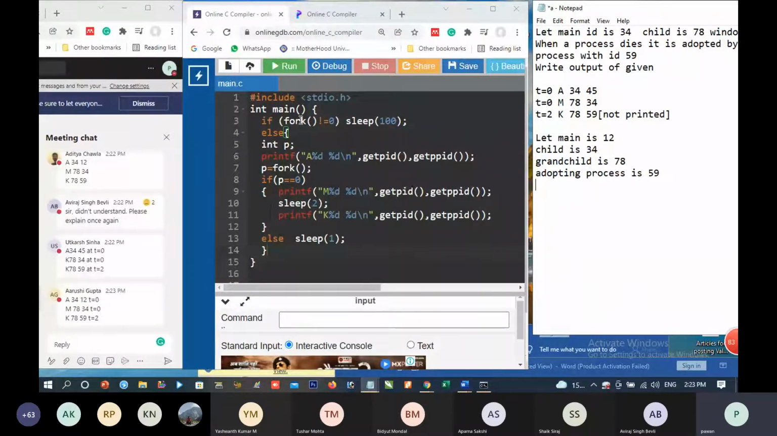First line creates a child and main process sleeps for 100 seconds. Now, the child process prints A and creates a grandchild. The grandchild prints its own ID and its father's ID, that is the child's ID. Now, after time t equal to 1, the child dies and the grandchild is adopted by someone else.